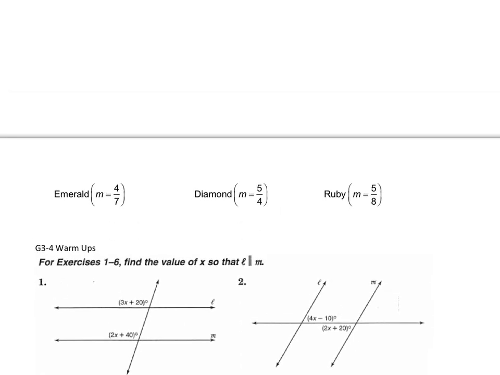All right, so we've got emerald, diamond, and ruby. So obviously, the biggest slope is going to be black. And when I look at these, this one is black because this is over 1. Okay, then we've got green is the easiest, and blue is the medium. Okay, so now let's take a look at these two slopes. All right, 4/7 and 5/8. Well, 5/8 is bigger, so this is going to be the blue, and that means this one will be 4/7, the green.